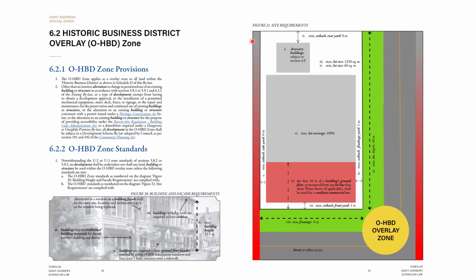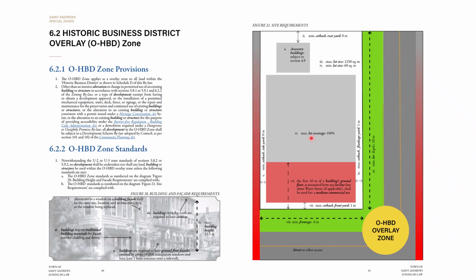These are very much in line with the secondary municipal plan design guidelines for the historic business district. Maximum building height, buildings with flat roofs required to have cornices, transparency at ground levels, making sure windows are consistent across the building, and traditional building materials for facades, exterior cladding, and doors.